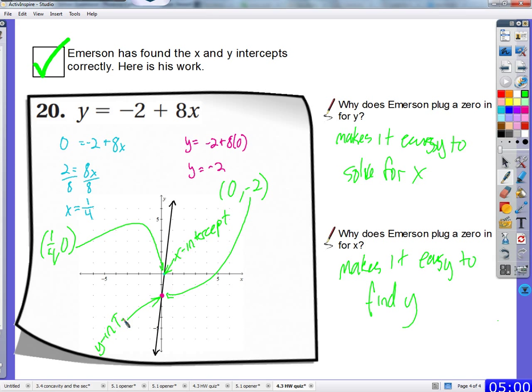Special names where the line intercepts the x or the y axis. Is that how you label them? To label them, you would write 1/4, 0. Okay, it's a label. The dot is the x intercept. It was a blue dot, now it kind of covered up the green. I'm more interested in knowing where the point is, rather than what it's called. I want to know where it is.